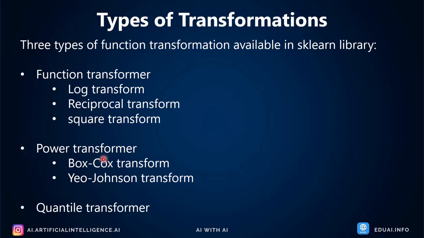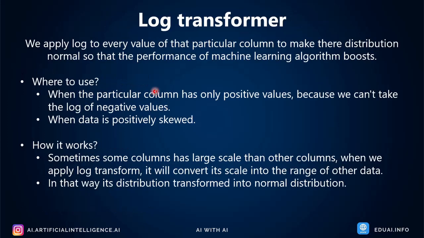Under the power transformation, we have two main types of transformers. First one is Box-Cox transform, and the second one, which is very popular, is Yeo-Johnson transform. Let's quickly talk about each of these types of transforms so that you understand and can decide when to use which transform. Talking about the very first function transform, the log transformer.